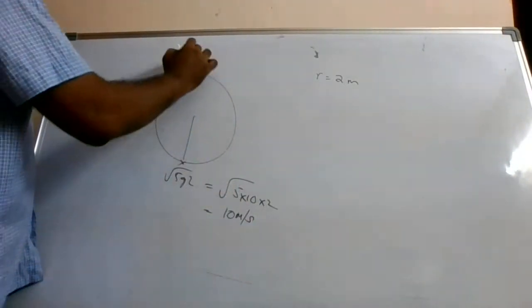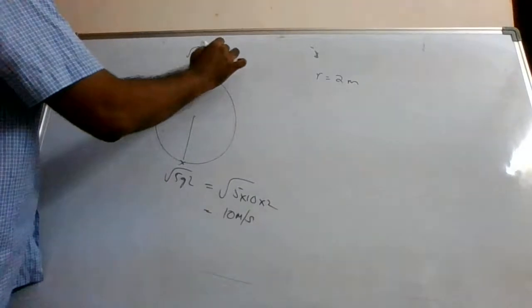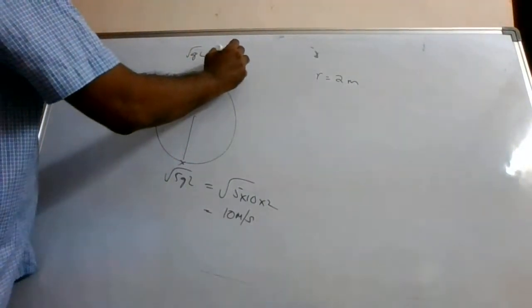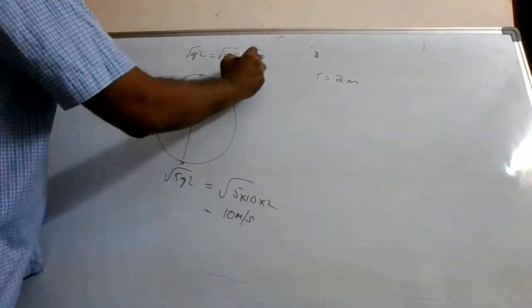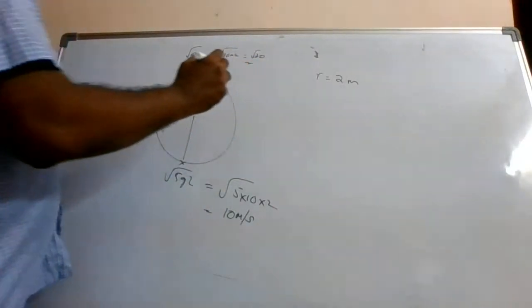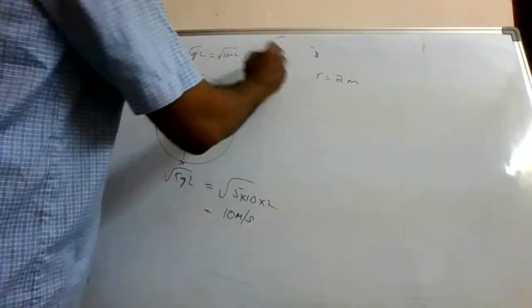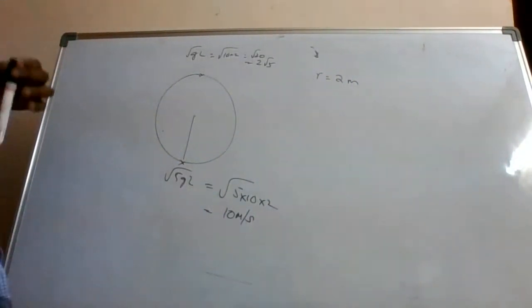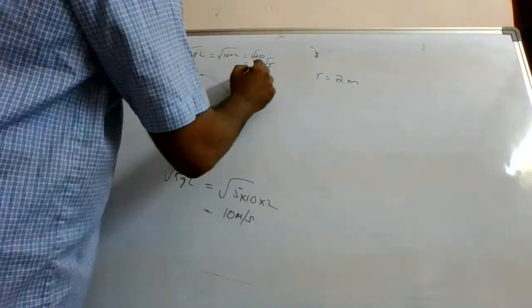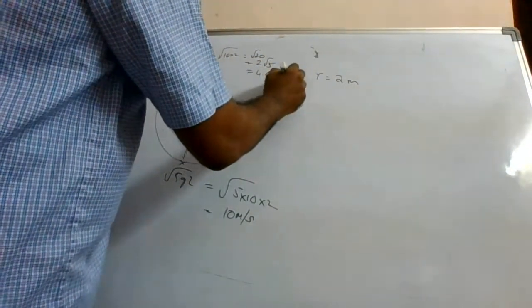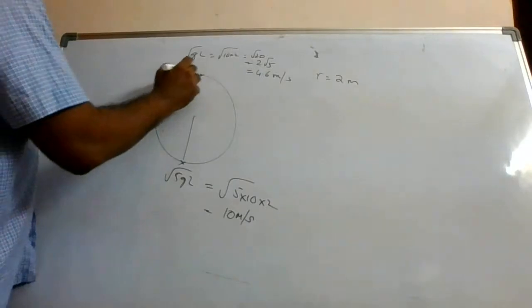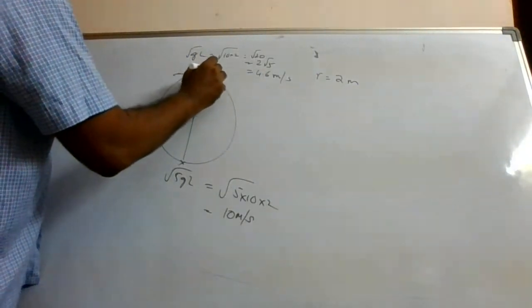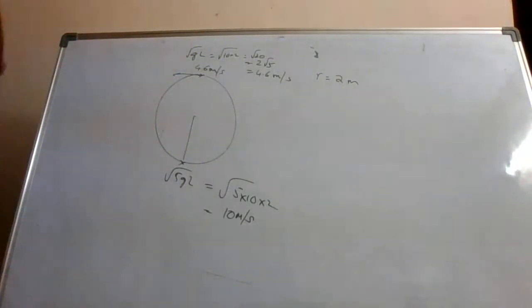And here it will be root over GL. It is 10 into 2. Root 20. Root 20 means what? 4 into 5? 2 root 5. Isn't it? Let me just take a calculator and root 5 is 2.3, right? So 2.3 into 2, how much? 4.6 meter per second. So here the minimum speed should be 4.6 meter per second.